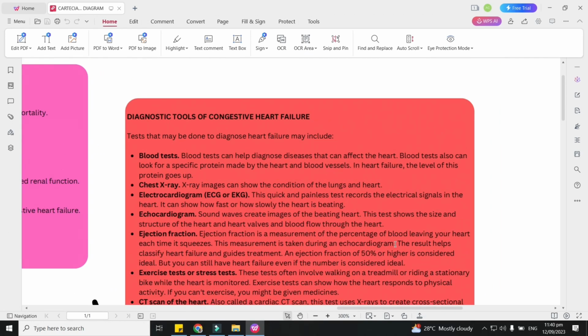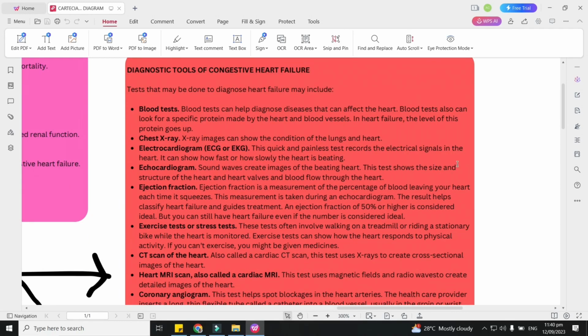Okay. So the next test is the blood test. A blood test can also help diagnose, since it can look for a specific protein released by the heart and blood vessels. And then chest x-ray. It can show the condition of the lungs and heart, if there is an enlargement of the heart, or if the lungs are free of any fluid, it can be shown in the x-ray.